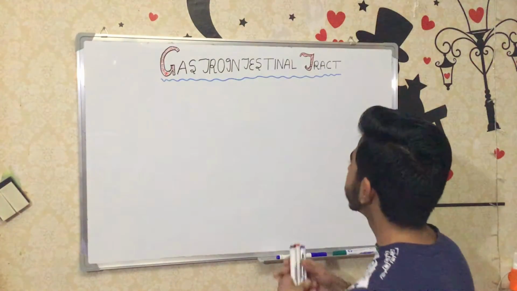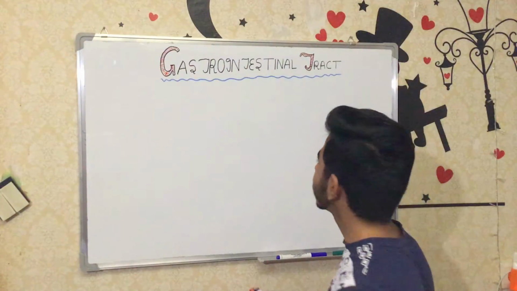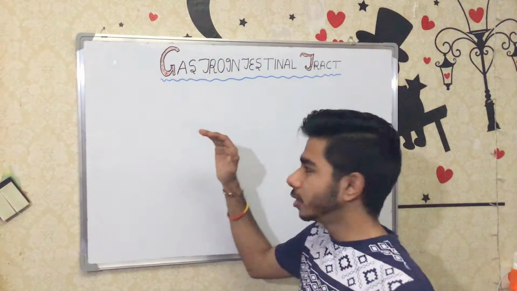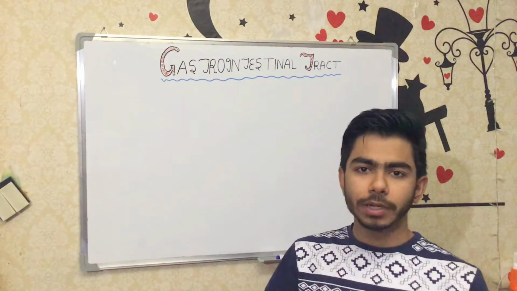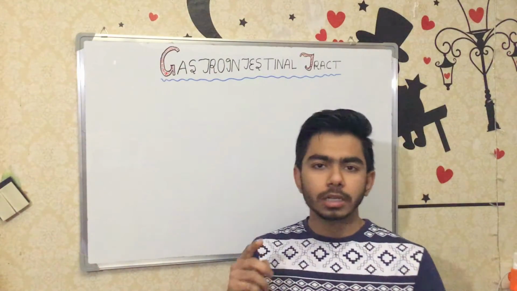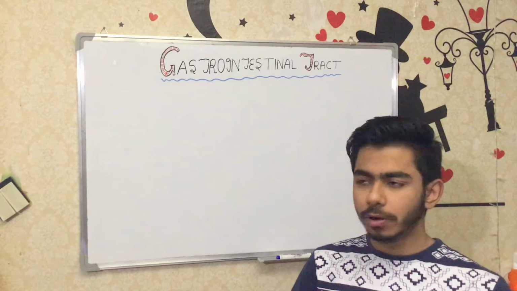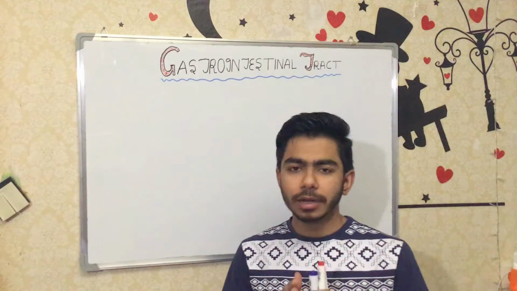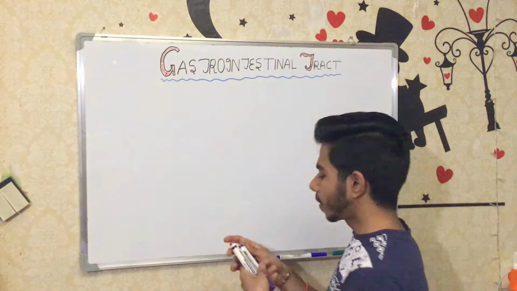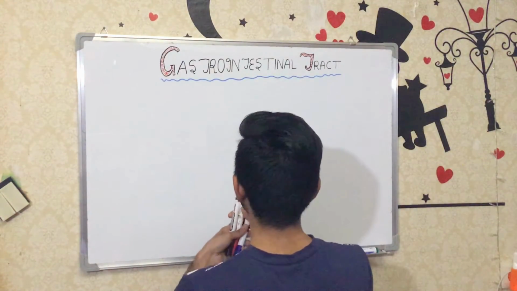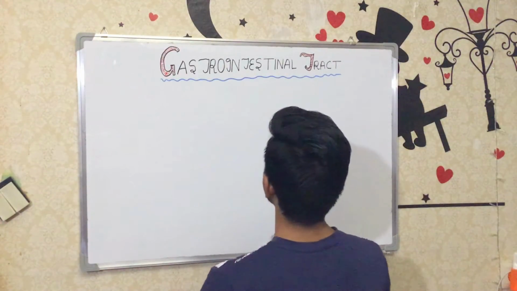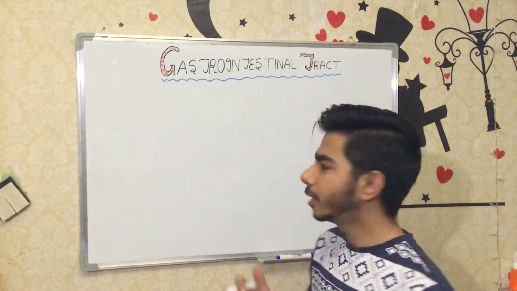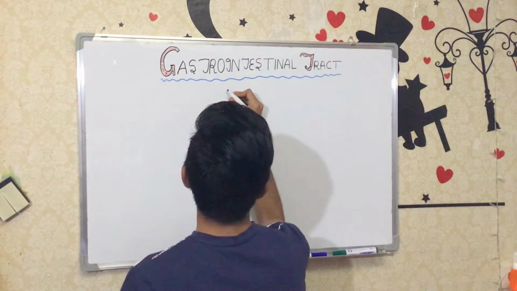Talking about the details of these four layers, first, on the inner side of our GIT, whether it's the esophagus, stomach, small intestine, large intestine or anal canal, what are the major layers present over there? First, talking about the mucosal layers. In the mucosa, the first layer towards the inner side is the epithelium.